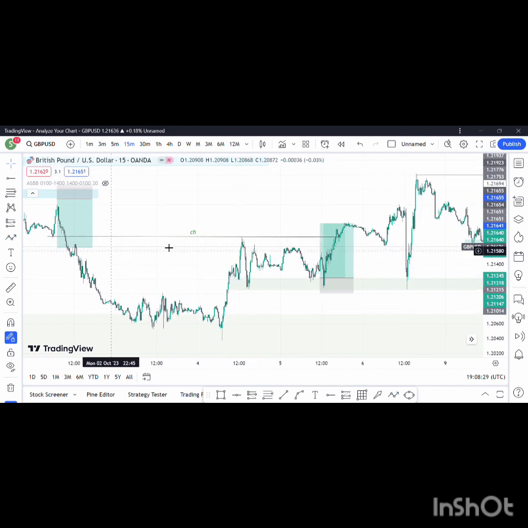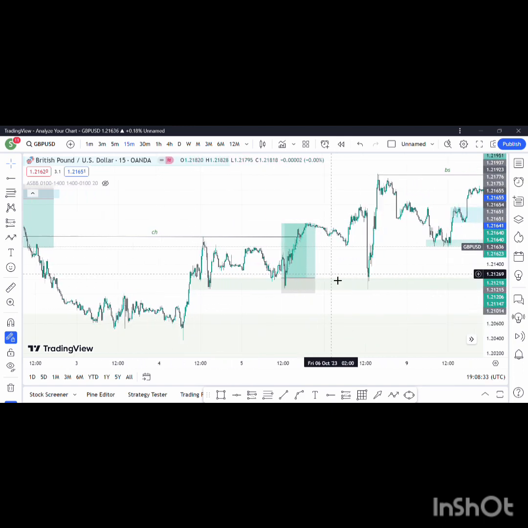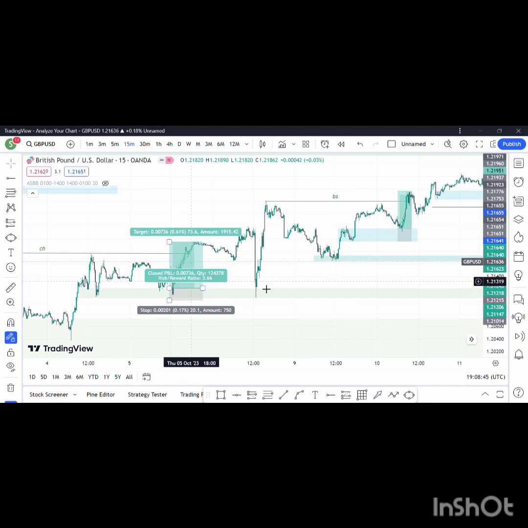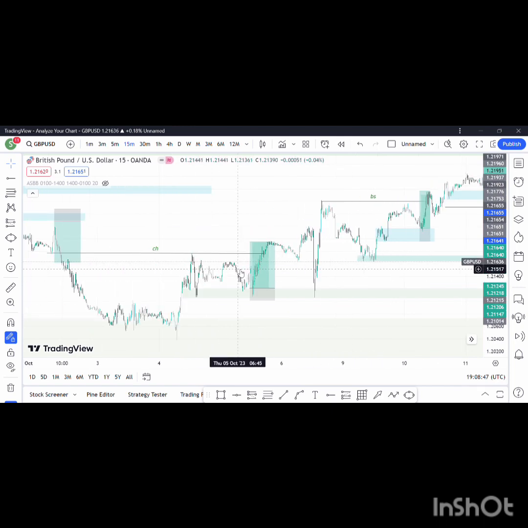So after having a confluence for a change of character and a candlestick confirmation here, you will not see me here either. You will not see me taking trade from this point for buys yet. I want to see a confirmation right here. Then same thing applies for the bullish trend.